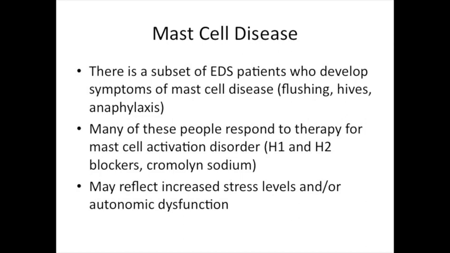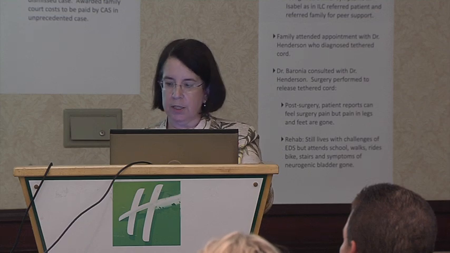We give them H1 and H2 blockers and cromolyn sodium. And something I learned recently, the herb quercetin, is a natural remedy that stabilizes mast cells. And many people do just as well with that as they do with the cromolyn sodium, which is way more expensive. The mast cell disease may reflect increased stress levels and autonomic dysfunction. We don't know why our patients with Ehlers-Danlos syndrome are more susceptible to this particular phenomenon.